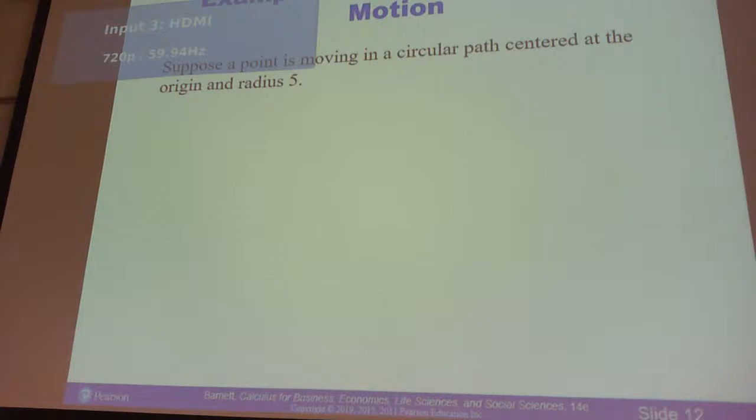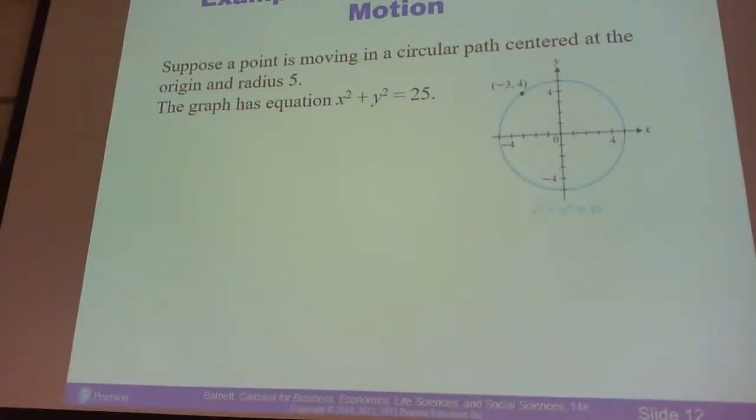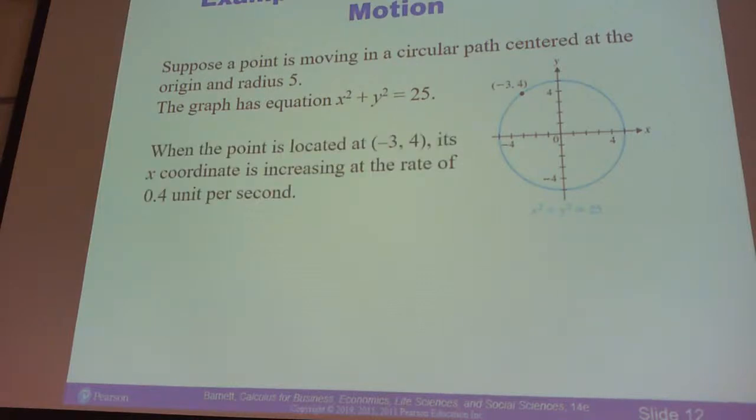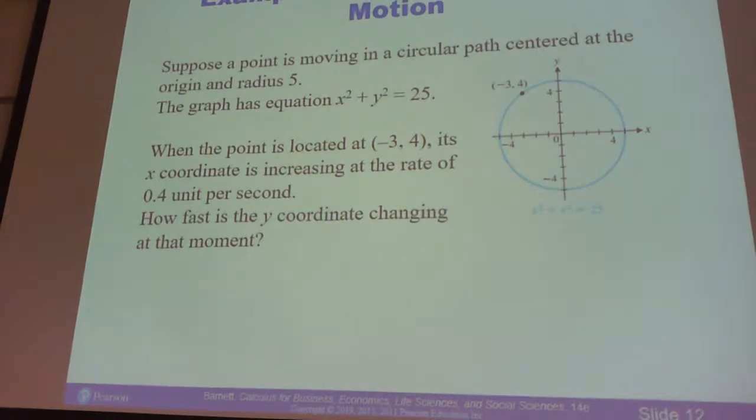Example 3. Suppose a point is moving in a circular path centered at the origin with radius 5. The graph has an equation, x squared plus y squared equals 25. That's the equation of the circle. And we have a point on that circle, negative 3, 4. When the point is located at negative 3, 4, its x-coordinate is increasing at a rate of 0.4 units per second. That's the rate, 0.4 units per second. How fast is the y-coordinate changing at the moment? We know how fast the x-coordinate is changing. Now we're trying to find out how fast the y-coordinate is changing.